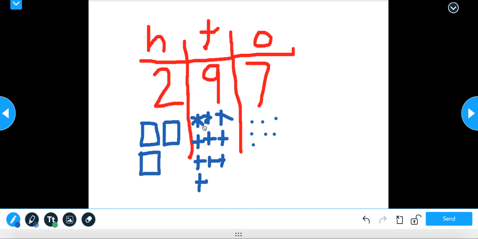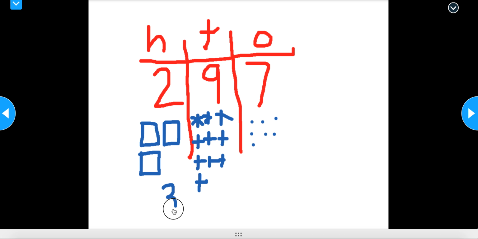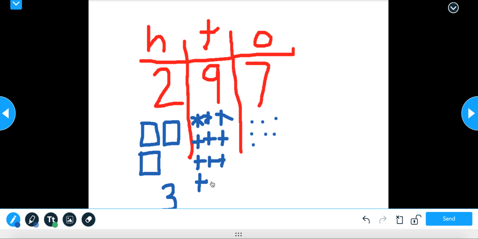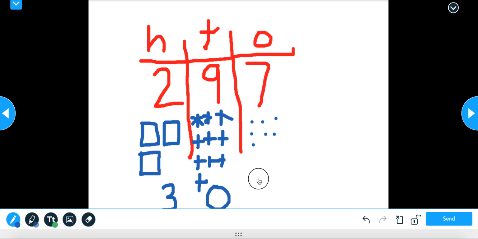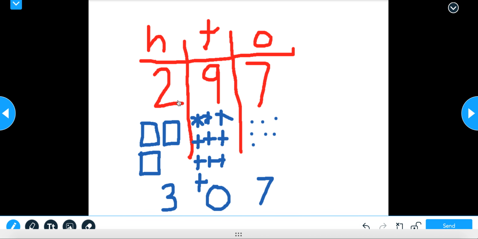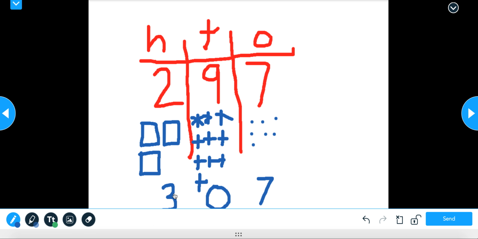Now let's see what we have. 1, 2, 3. I have 3 hundreds. I now have 0 tens because I crossed all of them off. And I still have 7 ones. So now I know that 297 plus 10 equals 307.